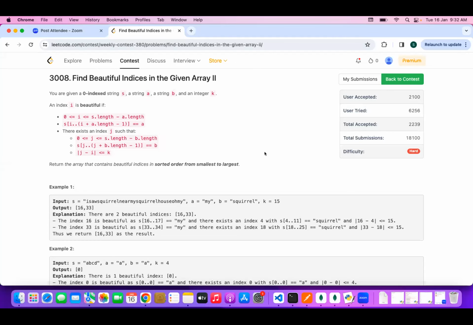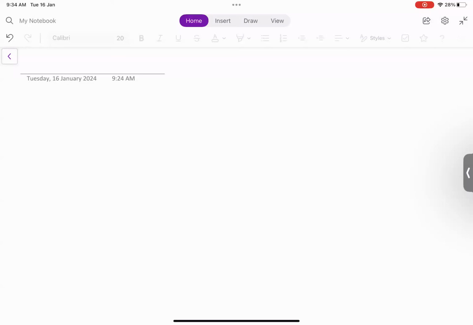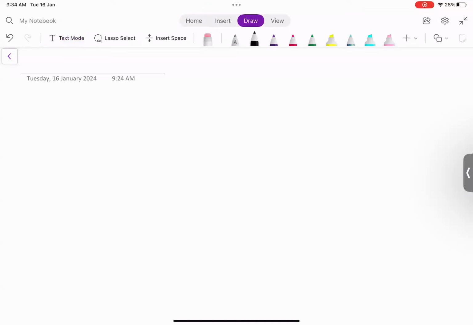The next question of LeetCode Weekly Contest 380 is Find Beautiful Indices in the Given Array 2. In this question, we are given three strings, string S, string A, and string B, along with an integer k. What we are supposed to do is find the beautiful indices of this string S. Now, what is a beautiful index?